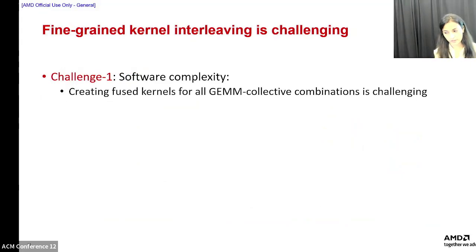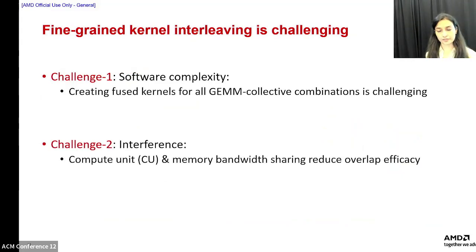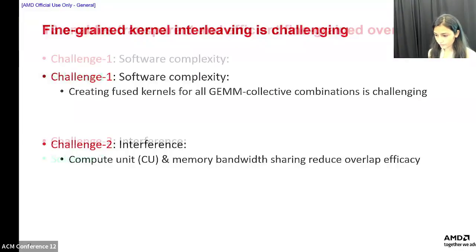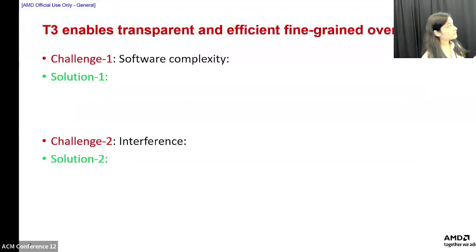First, there is the software complexity. Fusing GEMMs and collective operations can be difficult. Both GEMMs and collective operations have dedicated kernel libraries, and especially for GEMMs, these evolve with every new GPU generation. The second is, of course, interference. Both compute and collective kernels require compute units to execute and have memory accesses, which can result in interference and reduce the overall overlap efficacy. To overcome these, we propose T3.